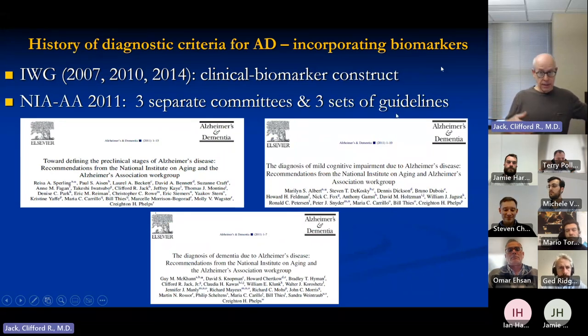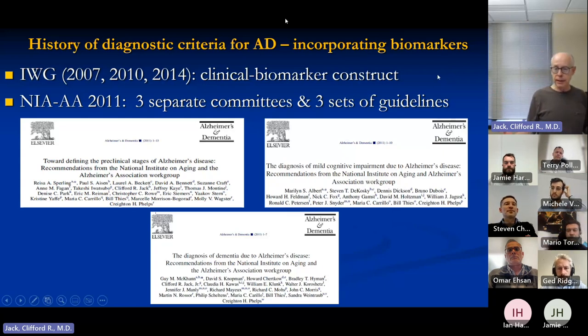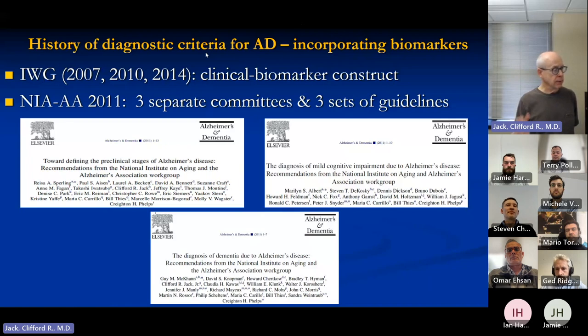So I mentioned that many research groups around the world started to incorporate biomarkers, multimodality biomarkers, into their research programs. And it became obvious pretty quickly that they had diagnostic value. And so there were two different groups then that incorporated biomarkers into revised diagnostic criteria. These were really the first time since the 1980s that people made a serious attempt to revise diagnostic criteria for Alzheimer's disease. And it was motivated by the fact that now there were biomarkers available.